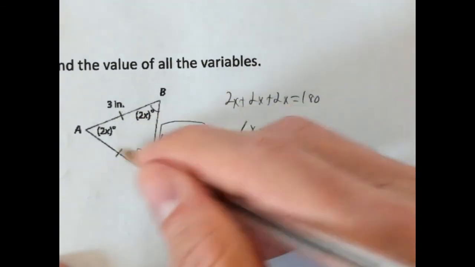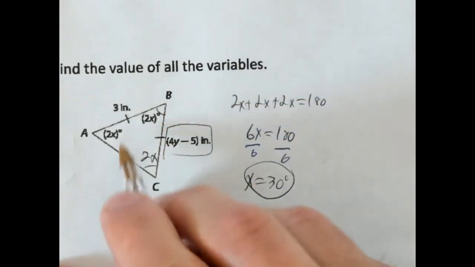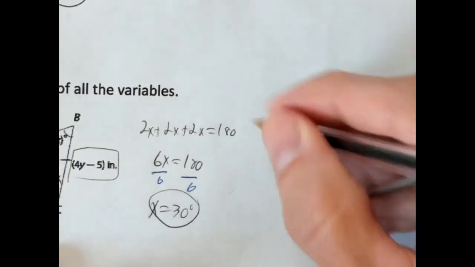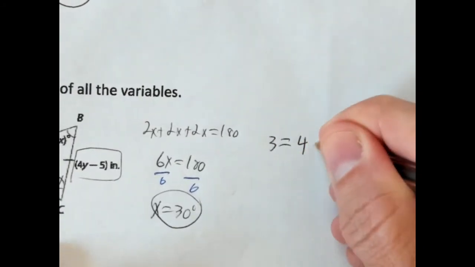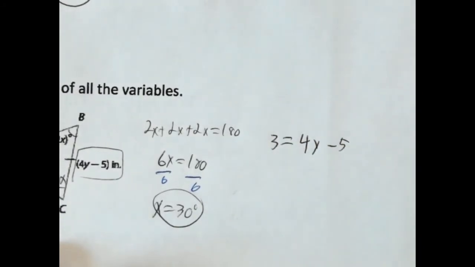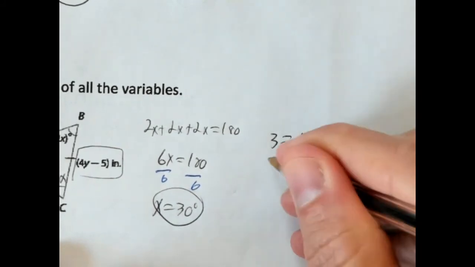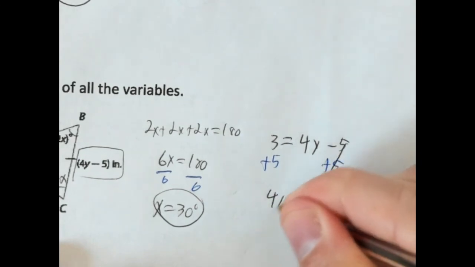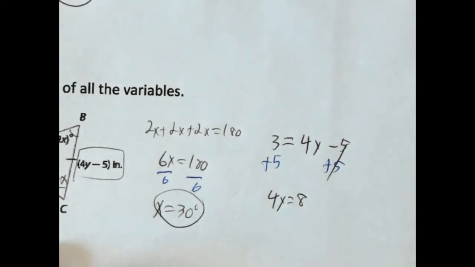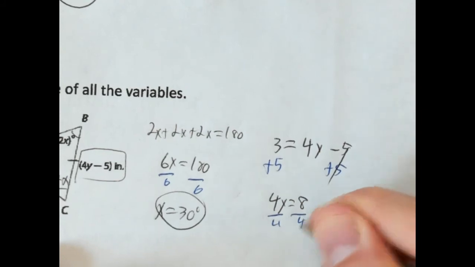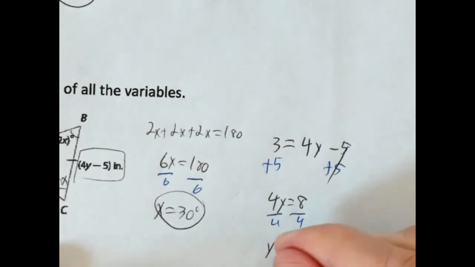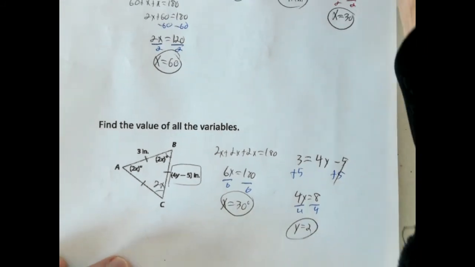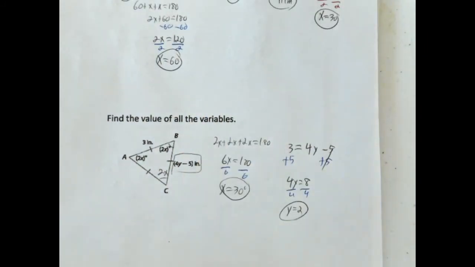So we know, because all the angles are the same, that means all the sides are the same, which means these two sides are congruent. So 3 is equal to that. So let's solve that algebraically. So 3 is equal to 4y minus 5. And we're going to add 5 to both sides. And we're going to have 4y equals 8. Divide by 4. And y is equal to 2. So that would be how you solve that problem.